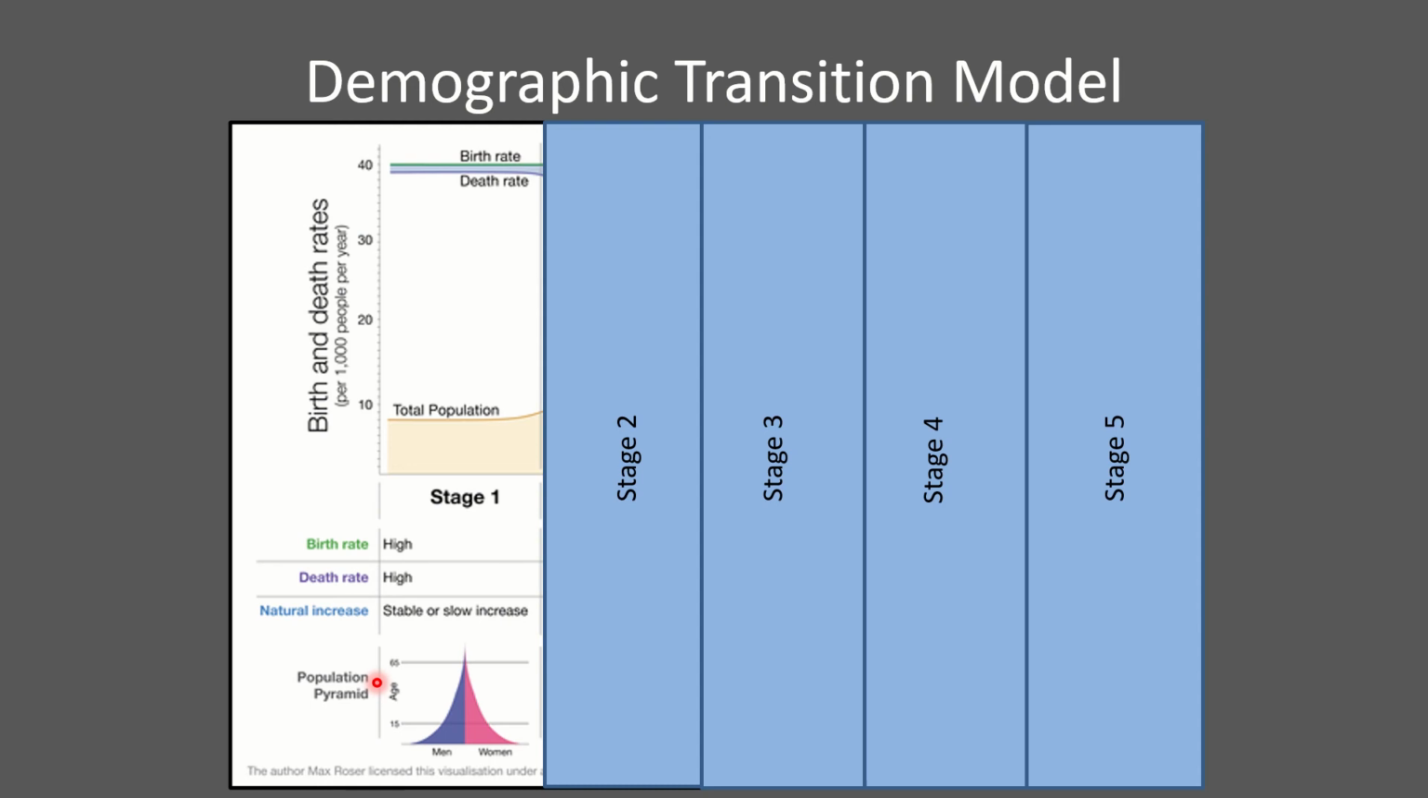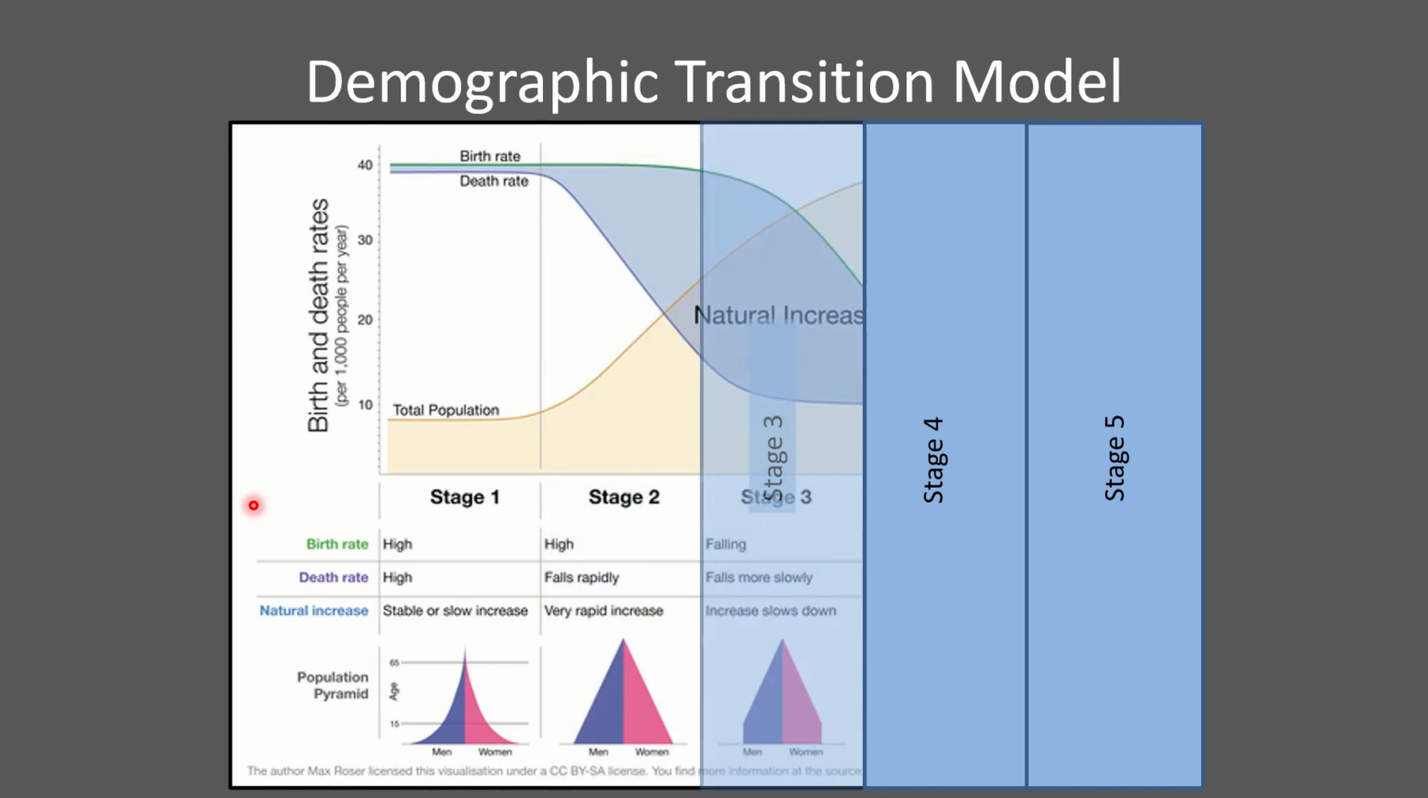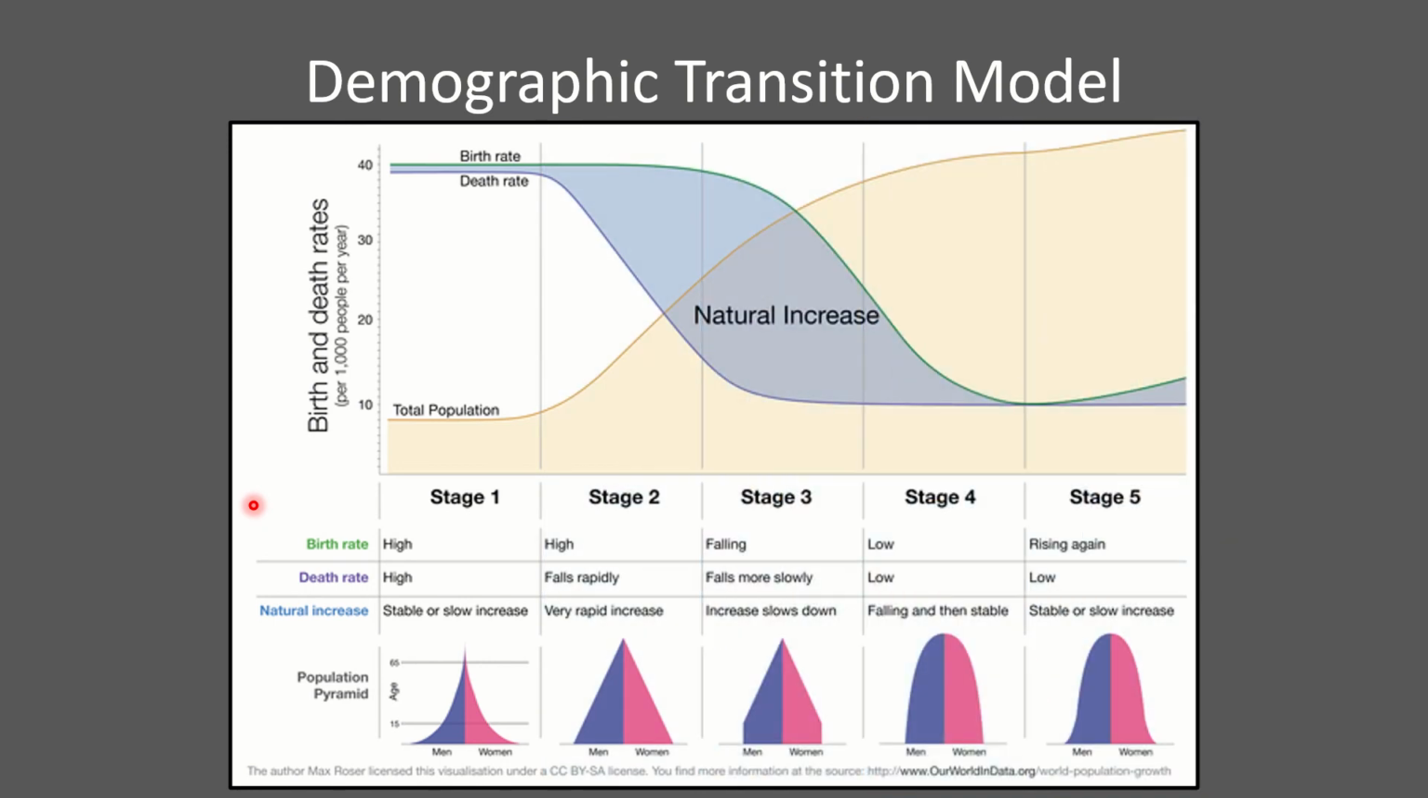So where does that leave us? That takes us neatly on to looking at the demographic transition model. The demographic transition model is a graph that shows how population changes across 4 or 5 stages. In stage 1, in fact what I'll do is I'm going to show you the whole graph first of all. This is the whole graph.